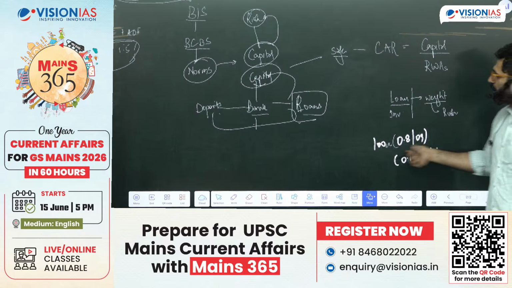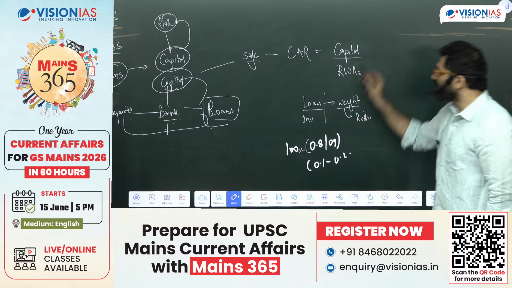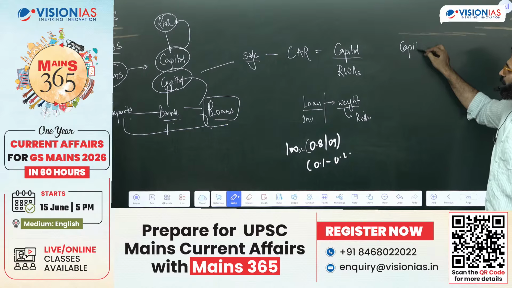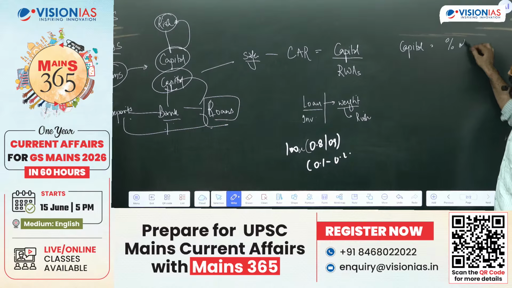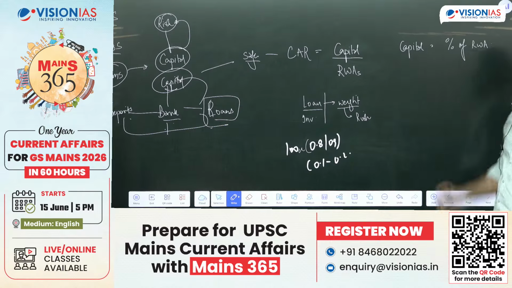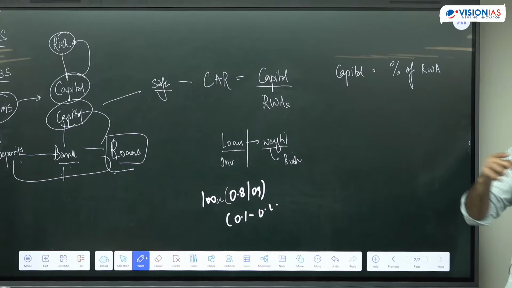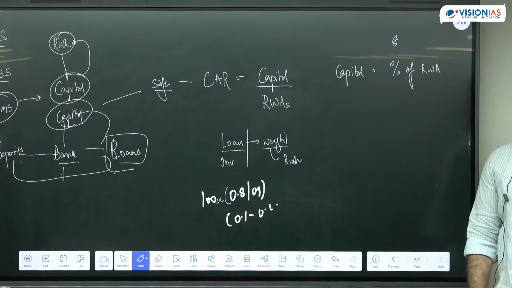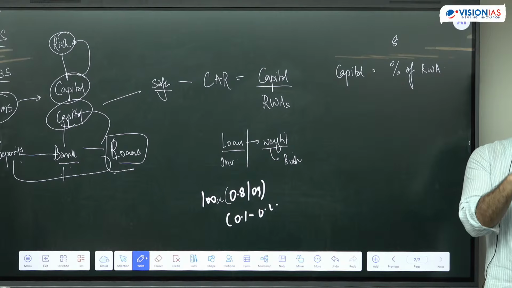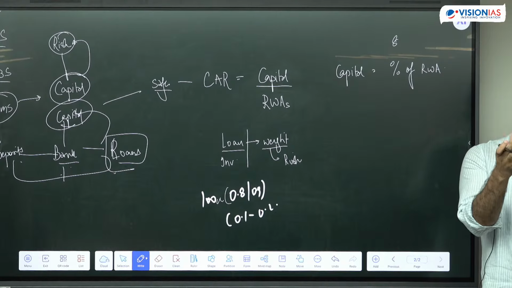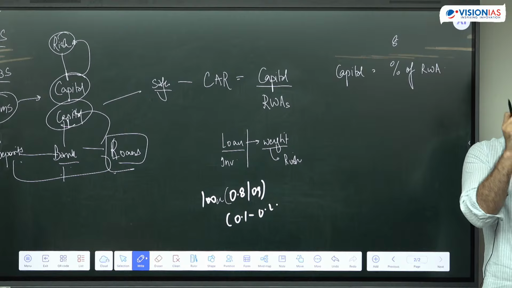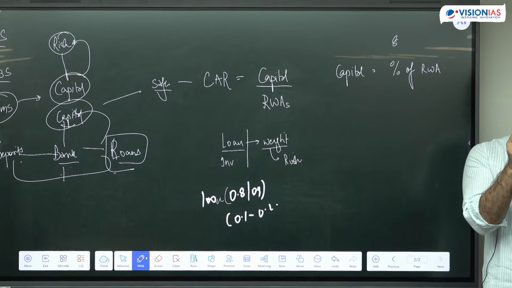What is the capital, in what form do you have to keep it? That means the capital which you have to have is a percentage of risk-weighted assets. The Basel committee said it should be 8%. RBI said 9%. For different categories of banks, I can have different values. For example, small finance banks have 15%. The All India financial institutions have 15%.